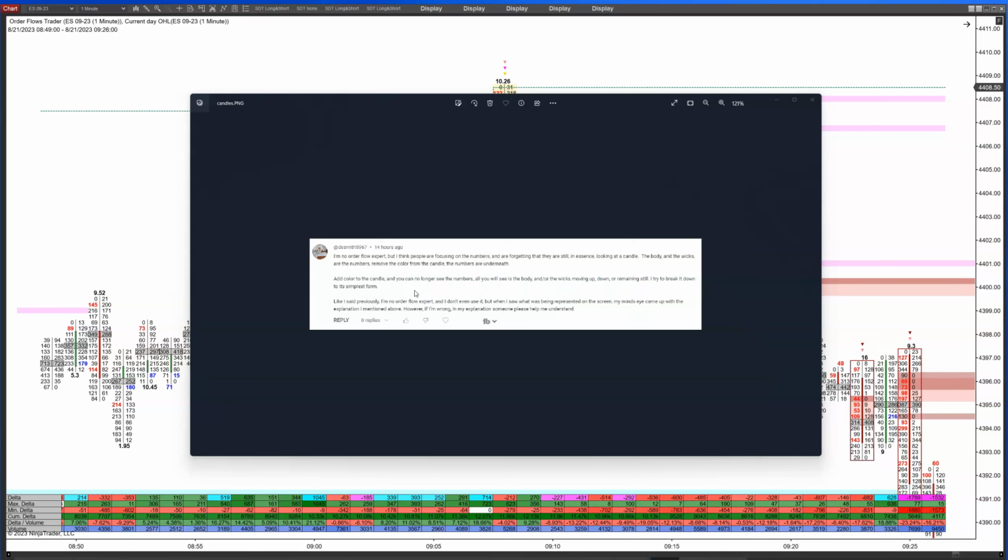Yeah, I mean, really as a trader, you want to break it down into your simplest form. Like I said previously, I'm no order flow expert. I don't even use it. But when I saw what was being represented on the screen, my mind's eye came up with the explanation I mentioned above. However, if I'm wrong in my explanation, someone please help me understand.